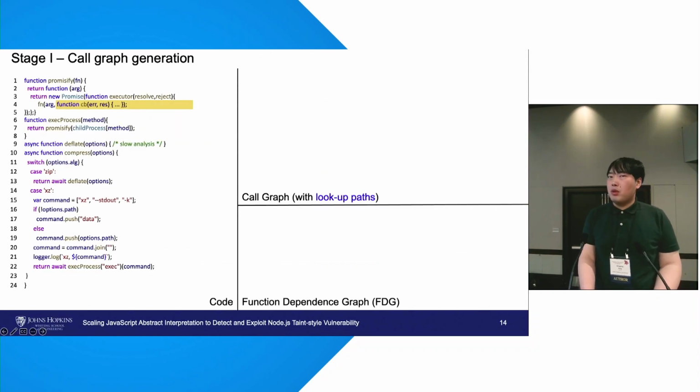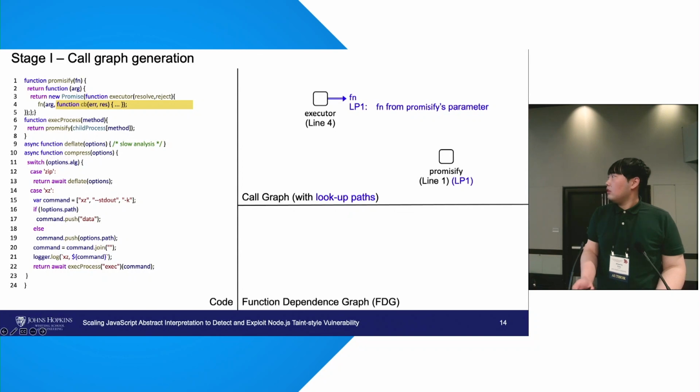Let's see how to work with the motivating example. At line 4, the function executor calls the function fn, which is the parameter of the function promisify. We don't know what the fn is until promisify is called. Therefore, we can create a dangling edge in the call graph and memorize how fn can be found from promisify's parameter. We say there's a function dependency between promisify and fn. We can memorize such dependency in the function dependence graph, or FDG.